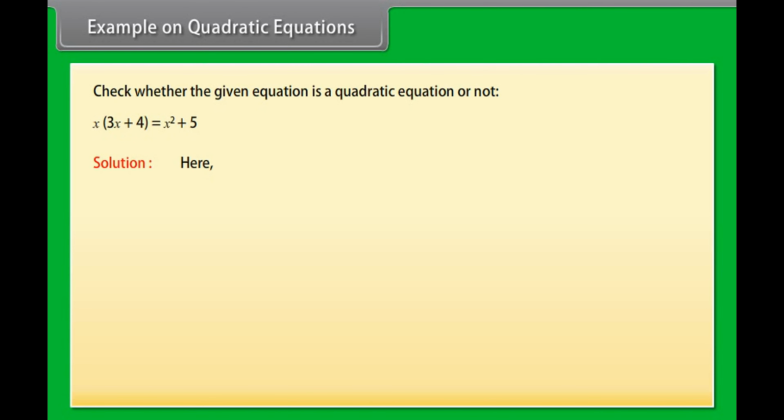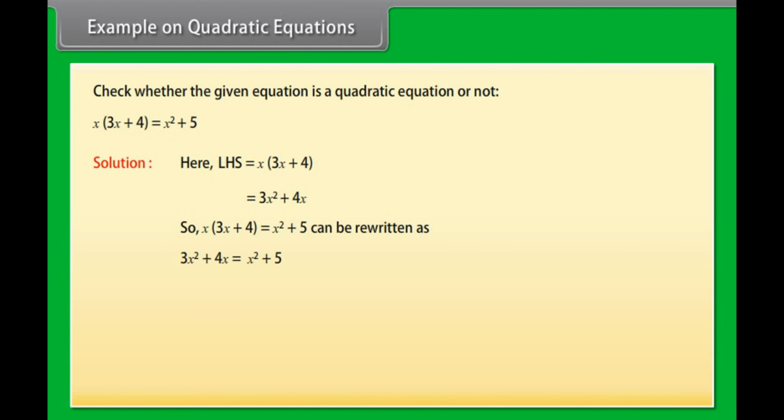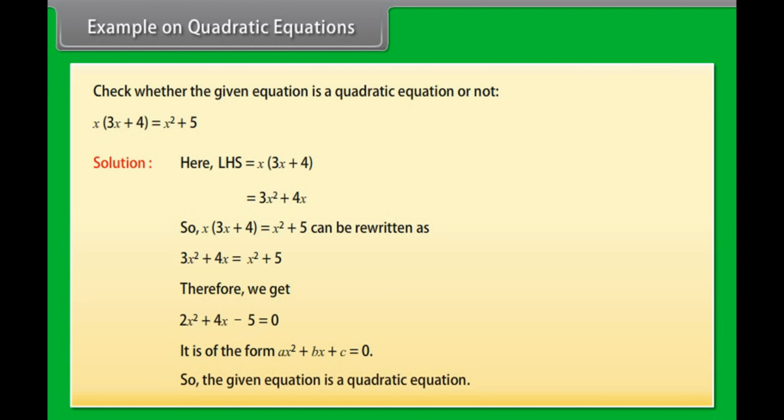Solution. Here LHS is equal to x into 3x plus 4, which is equal to 3x square plus 4x. So x into 3x plus 4 equals x square plus 5 can be written as 3x square plus 4x is equal to x square plus 5. Therefore, we get 2x square plus 4x minus 5 is equal to 0. It is of the form ax square plus bx plus c is equal to 0. So, the given equation is a quadratic equation.